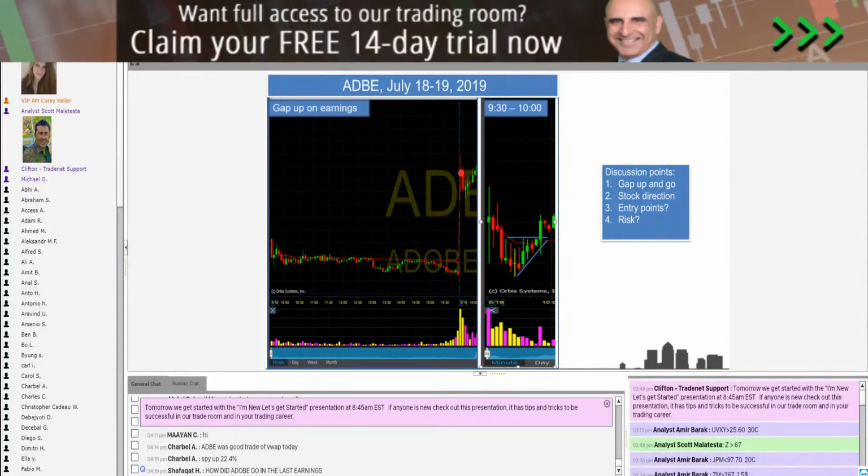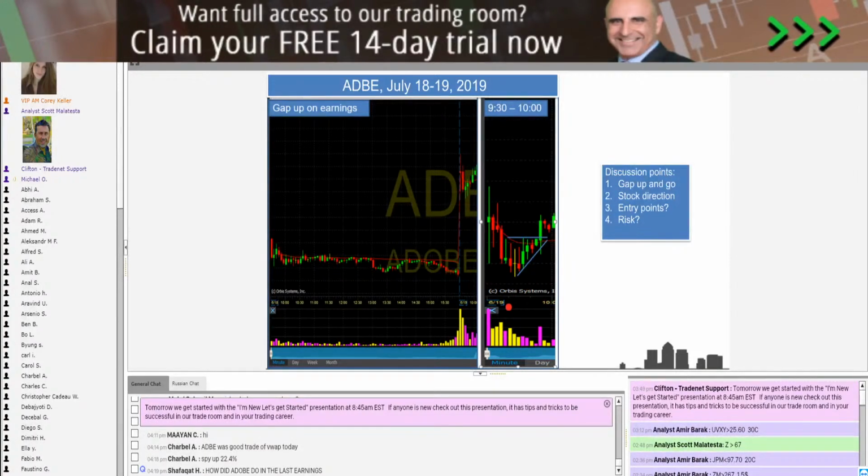Now, how did Adobe do in the last earnings? I don't know. Just go back a month, Shafkat, and you'll see the price action in Adobe. But it's not really important because we can look up and deal with that a bit later. Right now, the important thing is to see the difference between watching the price action early in the morning in 5-minute charts to 2-minute charts.